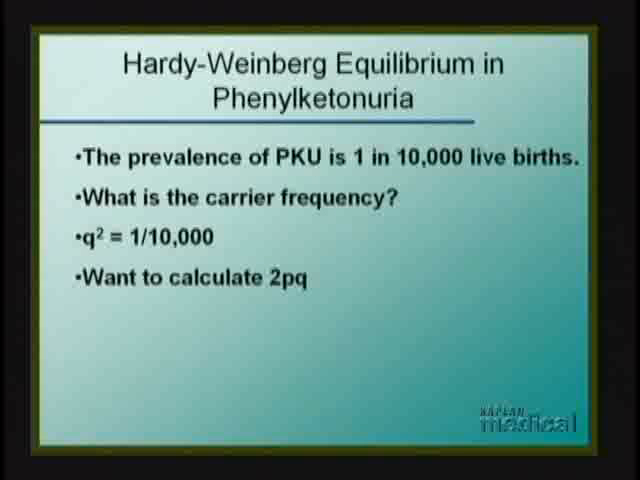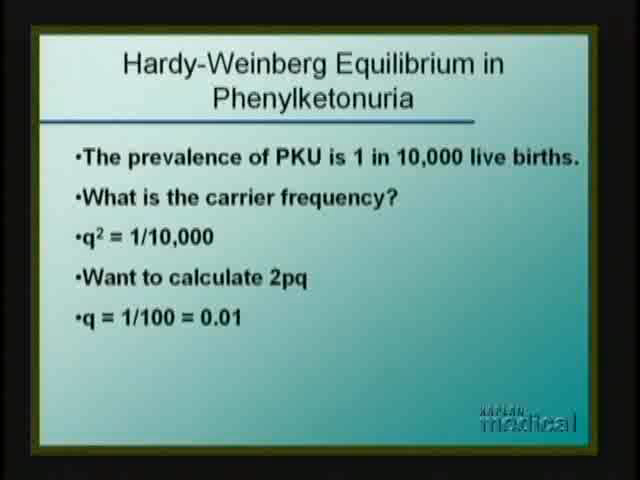Since we know that q squared is 1 over 10,000, we can determine q by determining the square root of 1 over 10,000. The square root of that is 1 over 100, or 0.01. Some of these test questions will be expressed or given to you in fractions, and some will be given in decimals. So you need to be able to do the math either way. So we've been able to calculate Q.